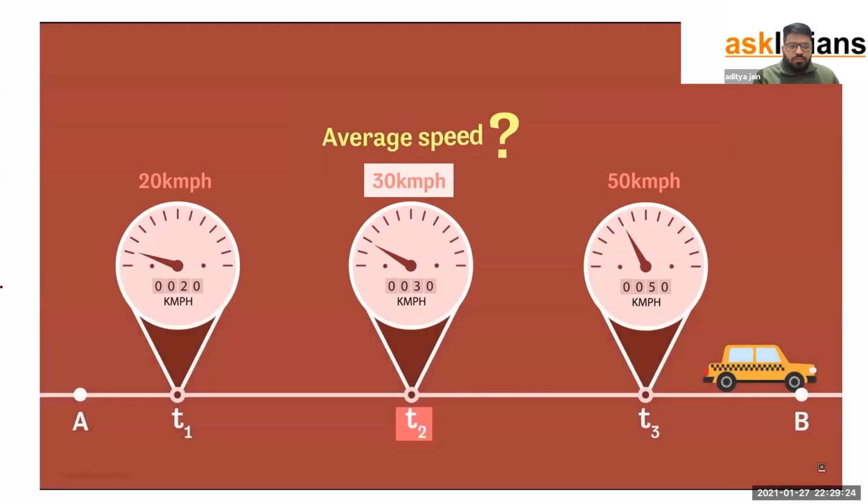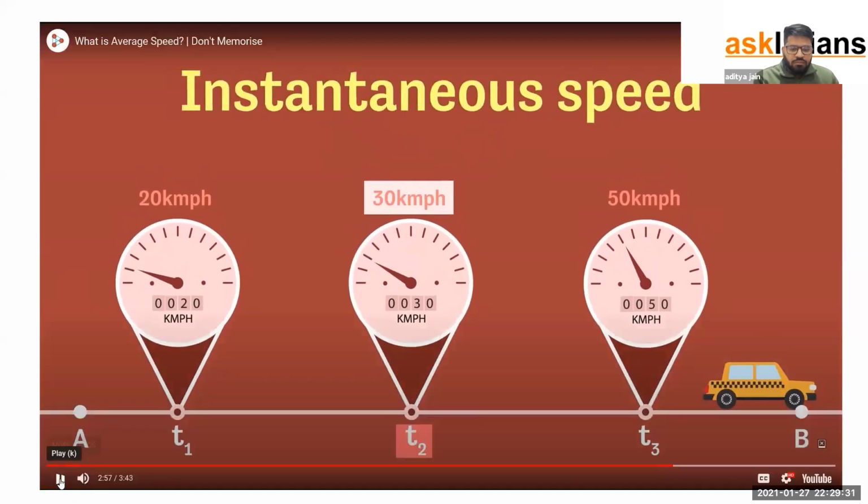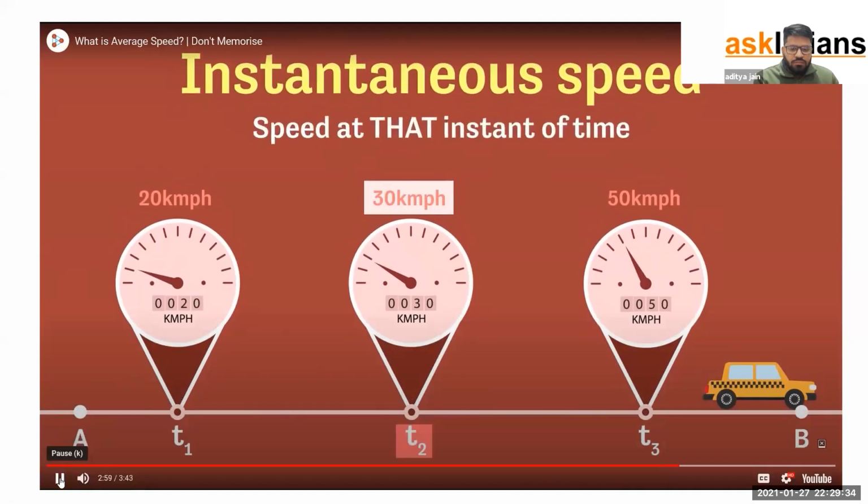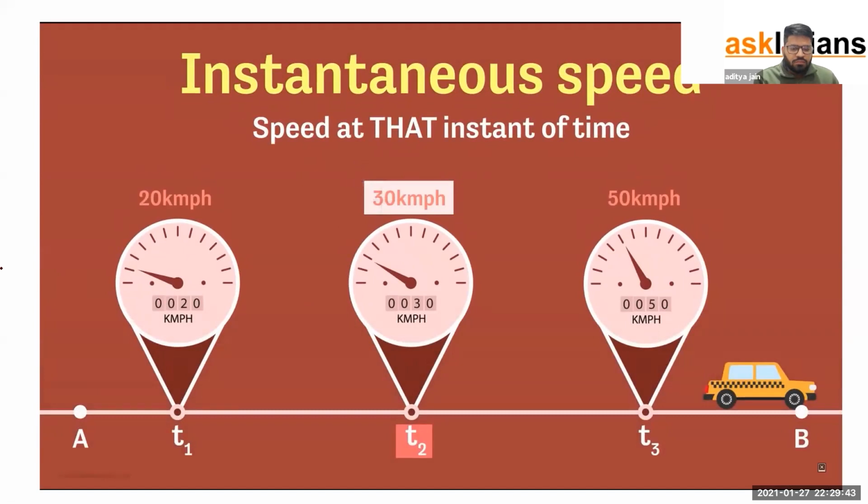Is this an average speed? No, it's not an average speed. The speedometer shows us the instantaneous speed. It is the speed at that instant of time. Here, the speedometer reads 30 kilometers per hour. It means at that moment of time, the car is traveling at this speed. It does not say that the car has been traveling at this speed or will travel at this speed. The value is only at that instant.